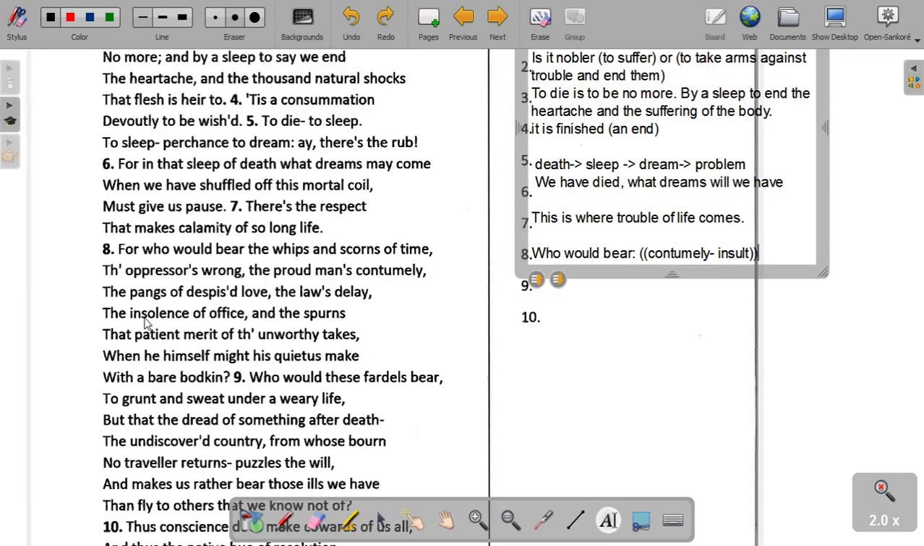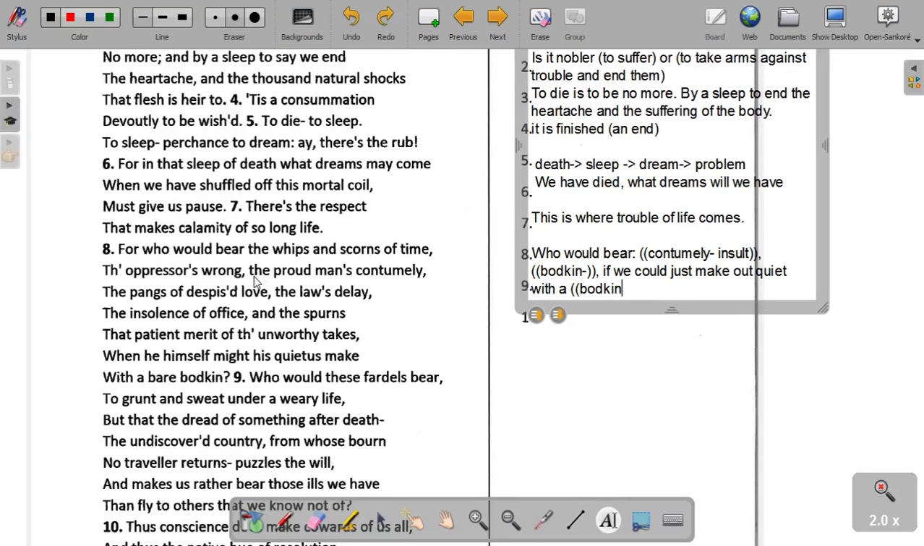Now let's go down to that bodkin at the end. So bodkin is maybe not a word that you're familiar with. It's not actually a word that I'm super familiar with, too. It's not like I say it every day. But a bodkin in this case, let's try to figure out what it means. So he's saying, why would we bear all of these things if we could just make our quietus with, and in this case, bodkin?